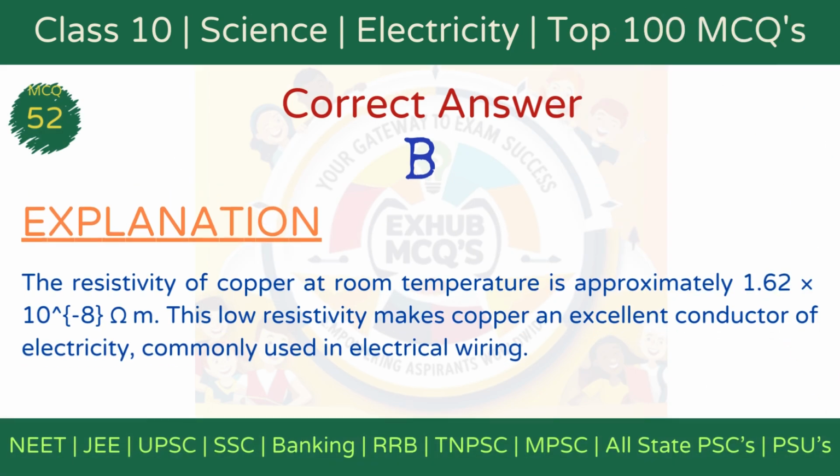The correct answer is option B, 1.62 times 10 to the minus 8 ohm meter. Explanation. Copper has a resistivity of approximately 1.62 times 10 to the minus 8 at room temperature. This low resistivity makes it an excellent conductor of electricity, widely used in electrical wiring.